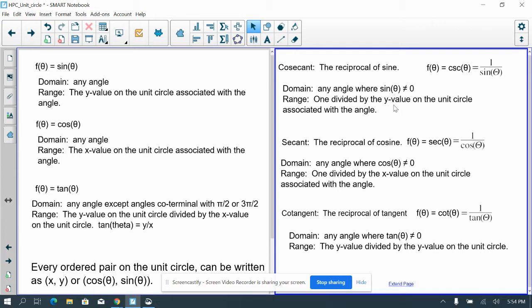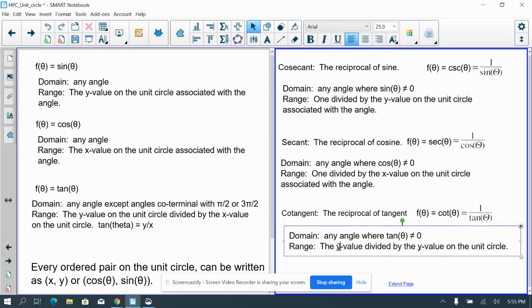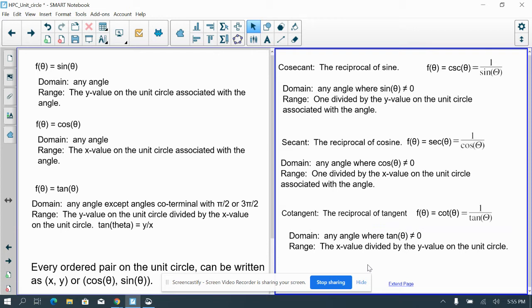So in other words, it's 1 divided by y. Secant is the reciprocal of cosine. So it's 1 divided by x, 1 divided by cosine. And cotangent is the reciprocal of tangent. So 1 divided by tangent. And it can receive any angle as long as the tangent of that angle doesn't equal 0, because you can't divide by 0. And the cotangent is the x value divided by the y value. It's x over y. You see, it's just the total reciprocal of y divided by x.